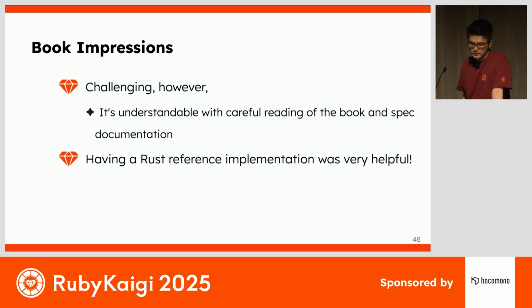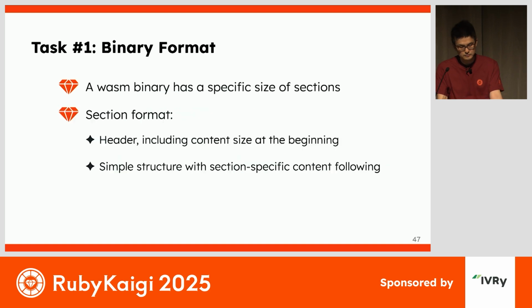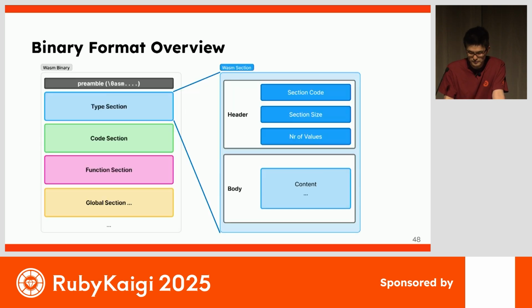However, the book itself includes Rust reference implementations, which was extremely helpful. Let me briefly explain the internals. First, you must parse the wasm binary. However, the binary format is quite simple.